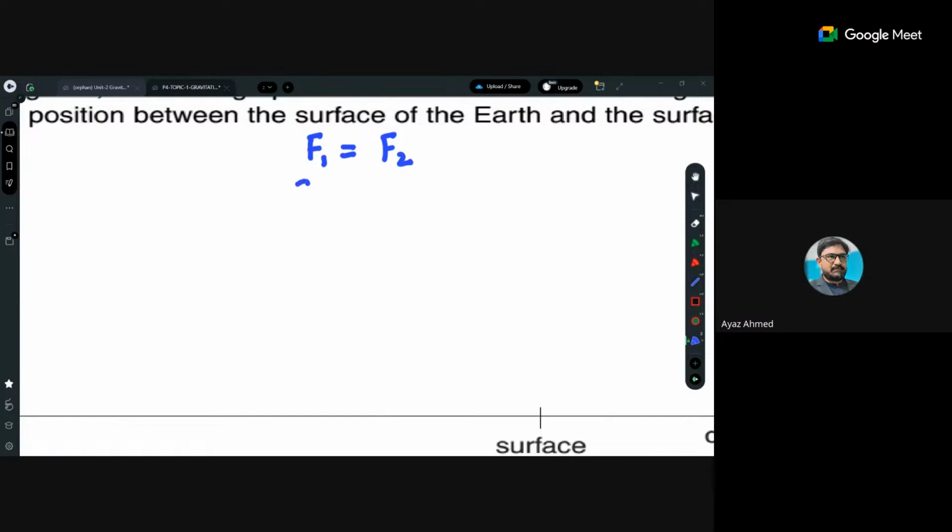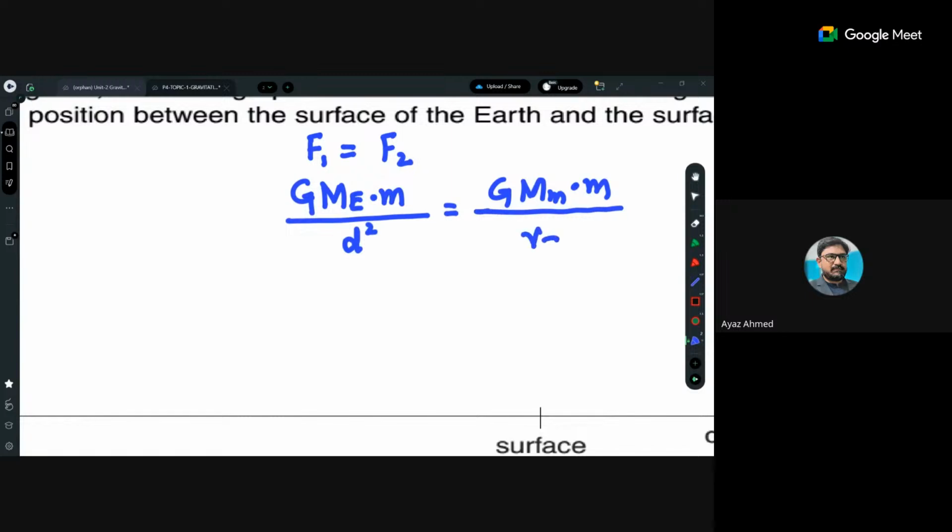So the force of earth is G, mass of earth, into small m divided by d square. If you remember, I just told you that formula. It is d square, and that is equal to G, mass of moon, into small m divided by (r minus d) square. Is it clear to you?